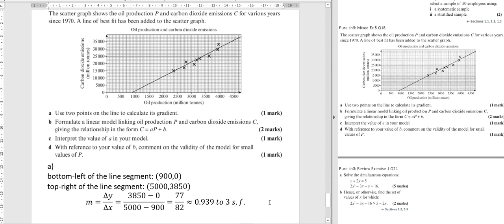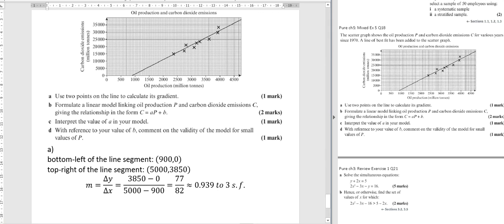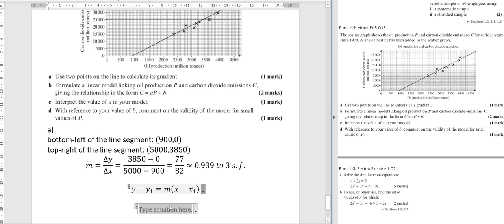The linear model linking oil production and carbon dioxide emissions needs to have more than just a gradient, however. We need something approximating a y-intercept. Well, the easiest way to do this is to use the information we've already got. We've identified these 2 points. Let's use those points. If you've got a point and a gradient, then you are already set up for y minus y1 equals m(x minus x1).